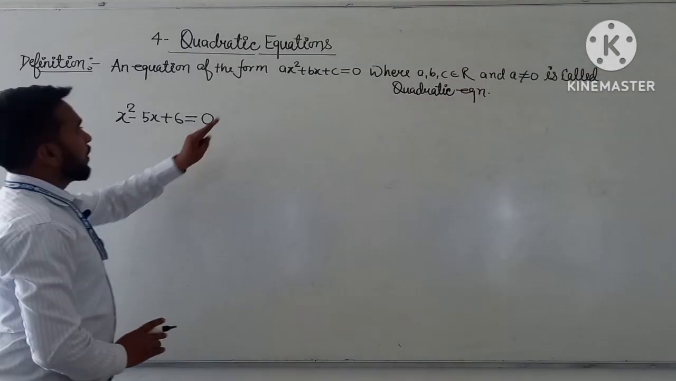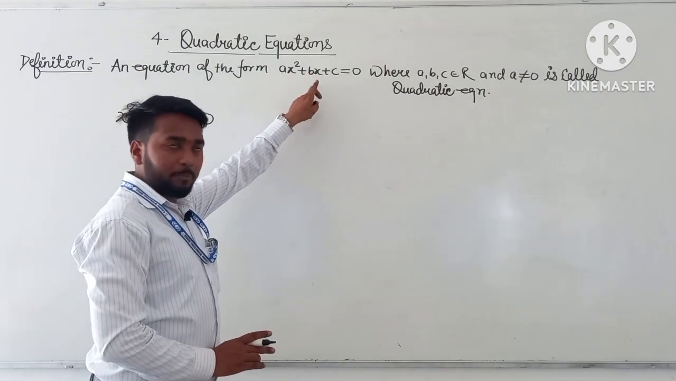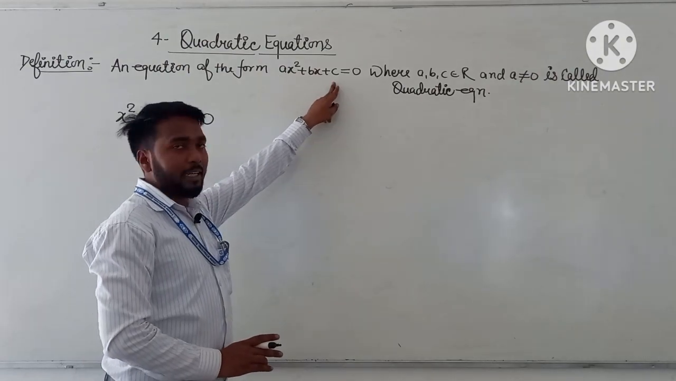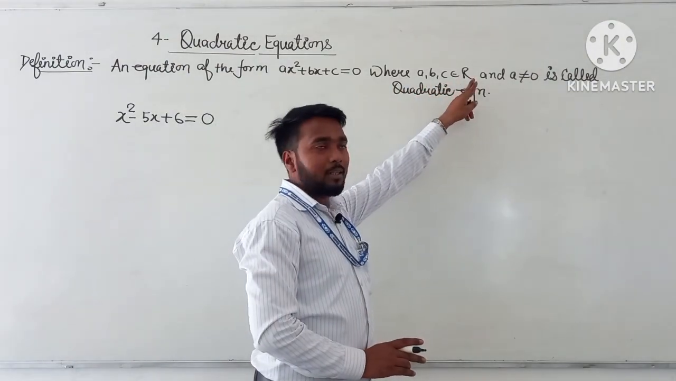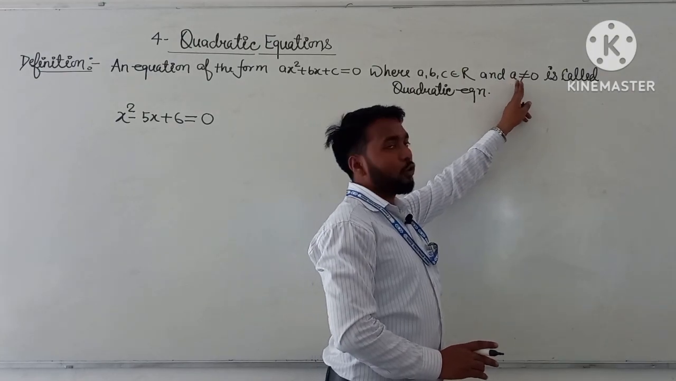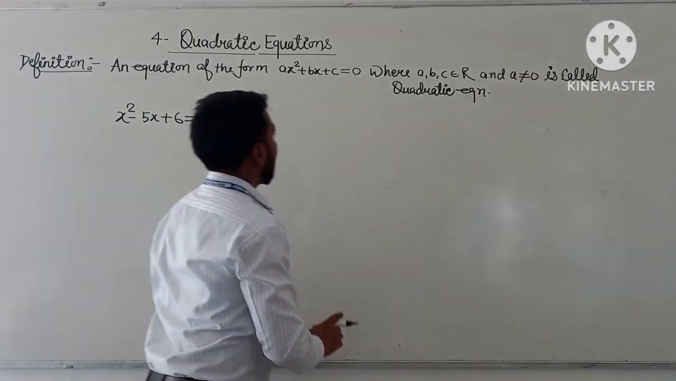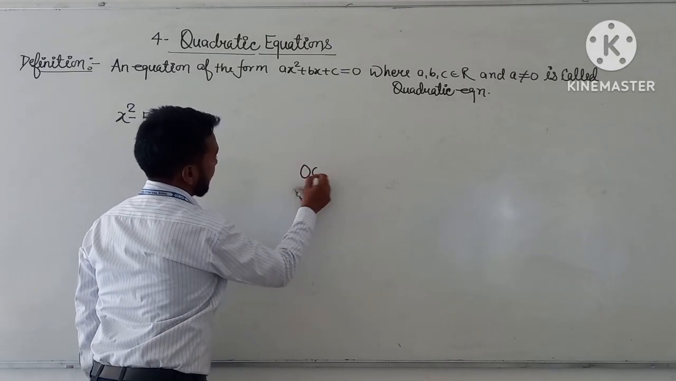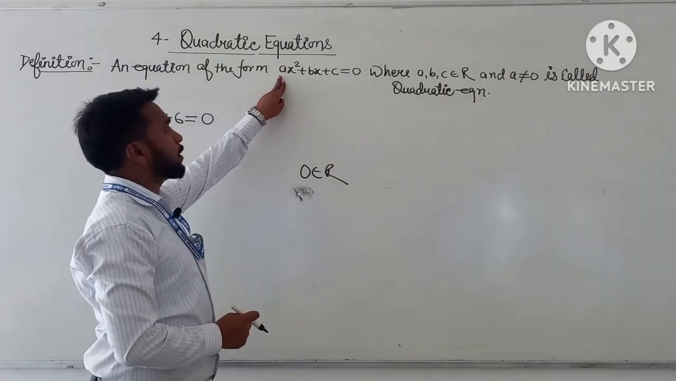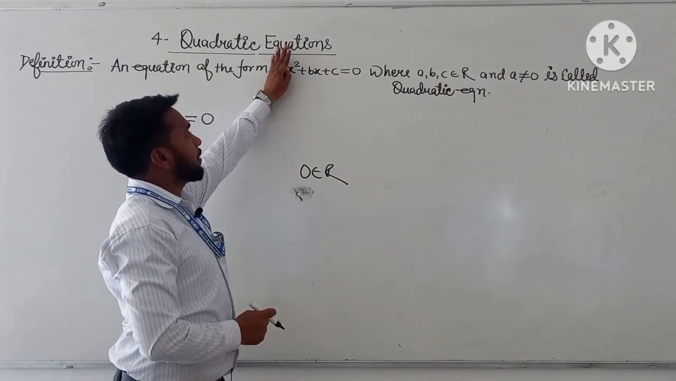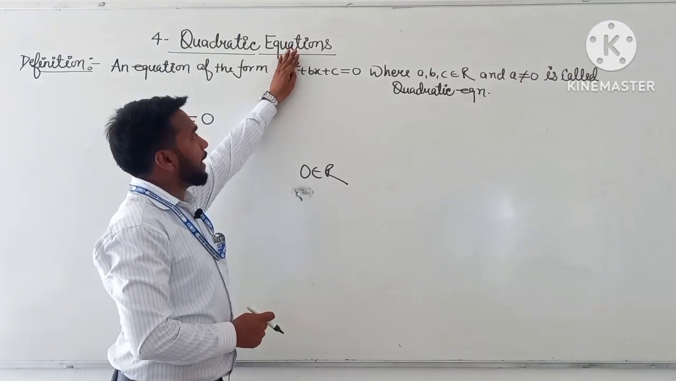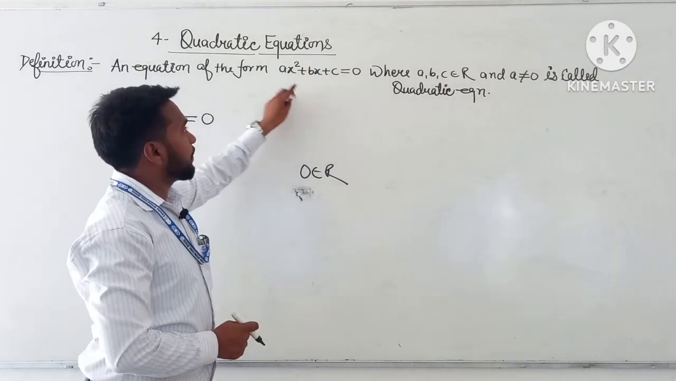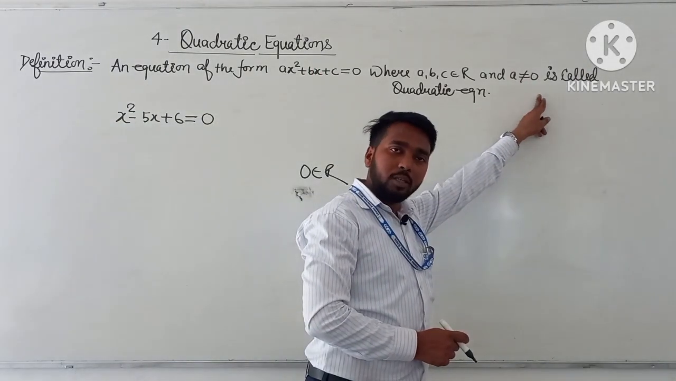Students, here is ax square plus bx plus c is equal to 0, and here a, b and c, these three things are nothing but real numbers. But the condition is that a is not equal to 0, because when a becomes 0, as 0 is also a real number, if you put the value of a equal to 0, then this term will become 0, and at that time it becomes a linear equation in one variable, that is x. So a should not be equal to 0.